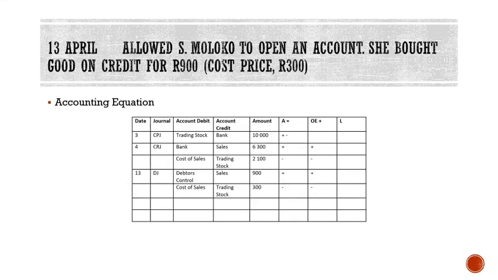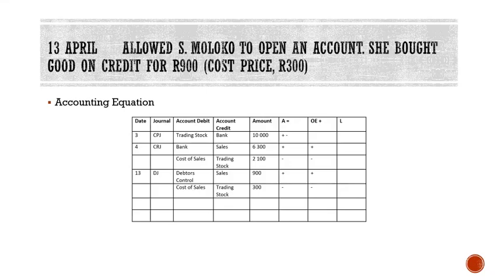On the 13th of April, the journal will be the debtor's journal. Remember, when someone buys something from us on credit, it will go to the debtor's journal. Right, so the account being debited is debtors control. Remember, debtors control is an asset and it increases on the debit side. And the account credited will be sales. Sales increased because it's an income, on the credit side. The amount is 900 Rand.